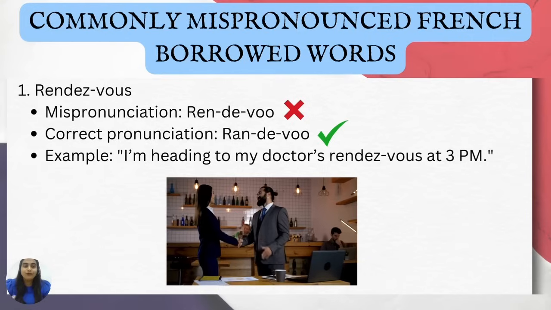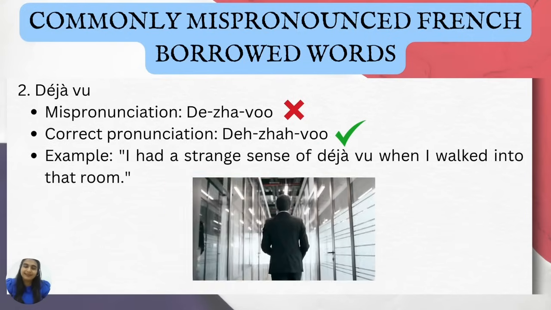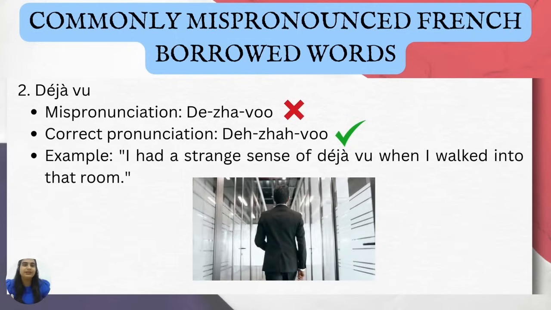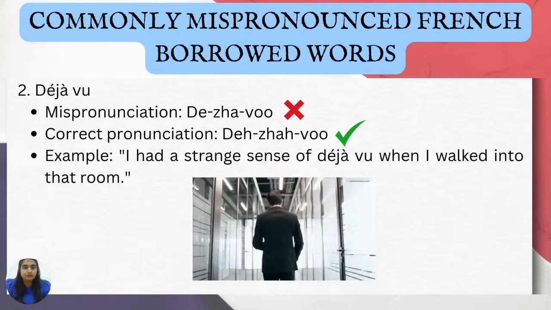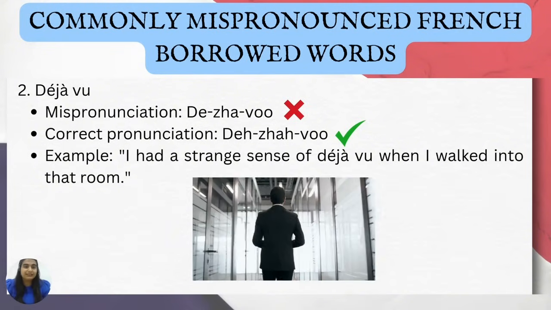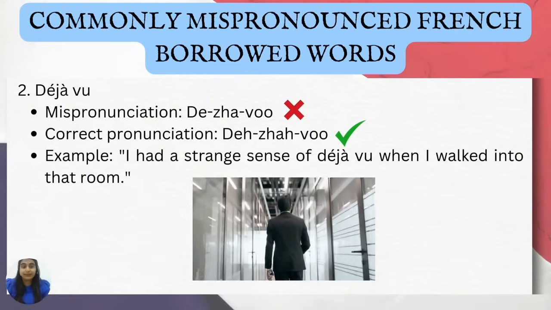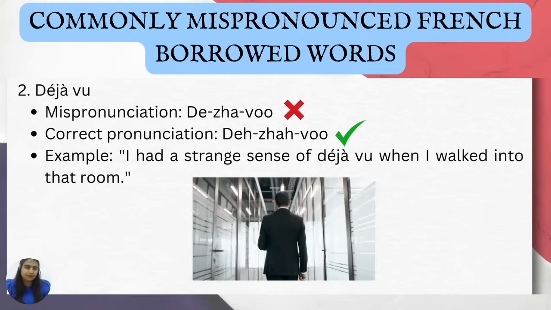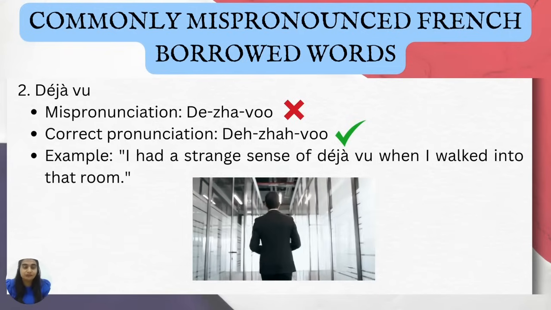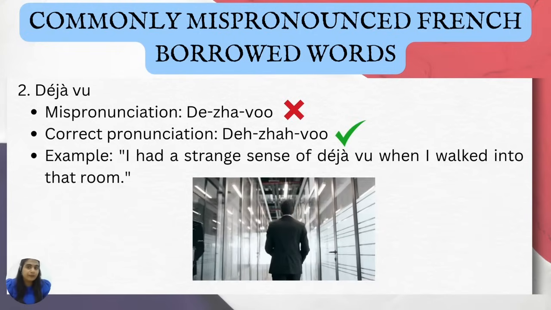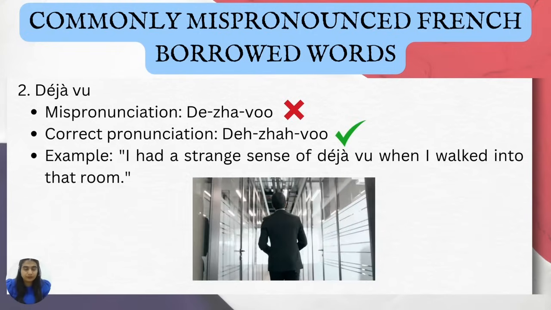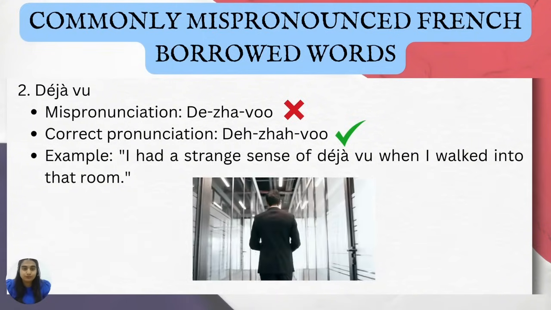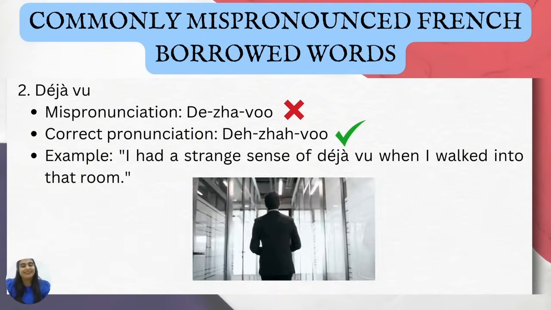Alright, rendezvous. Next, déjà vu. Not déjà vu, but déjà vu. So, déjà vu meaning it's when something happens and you have this feeling where it already happened before. So an example would be, I had a strange sense of déjà vu when I walked into that room. So not déjà vu, it's déjà vu. Next.